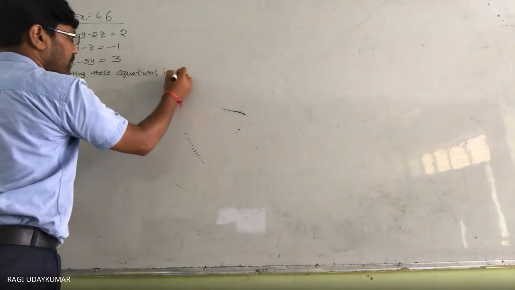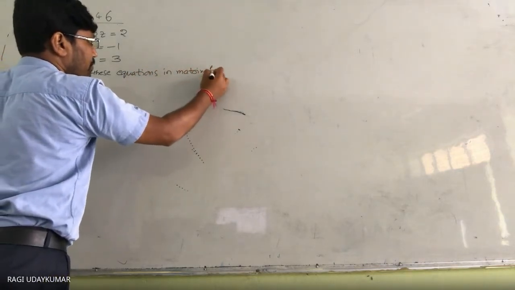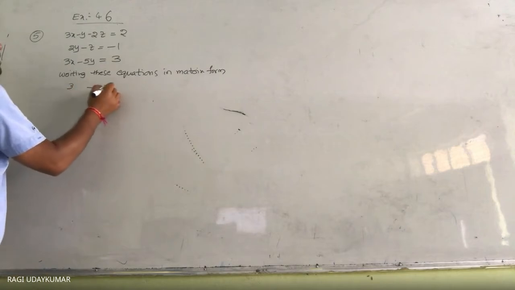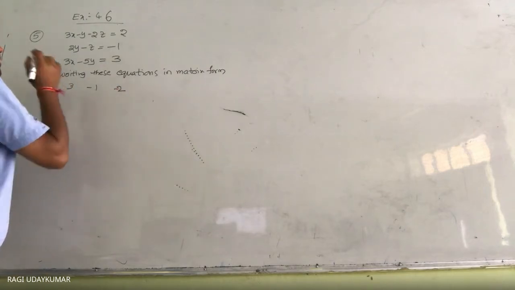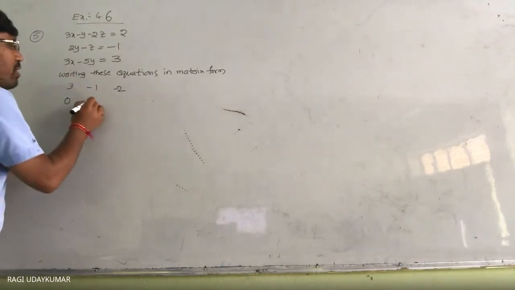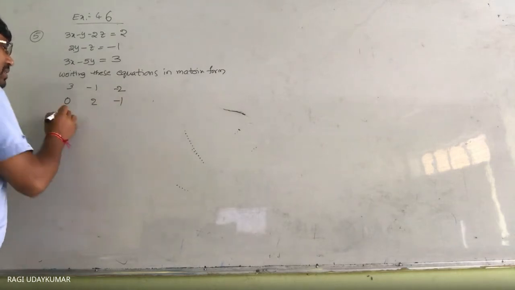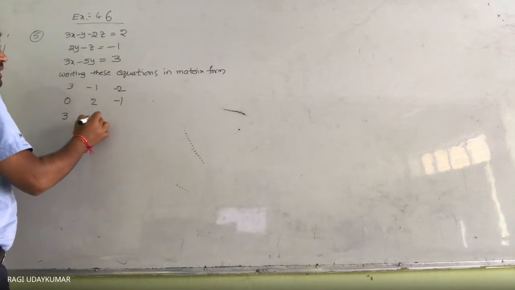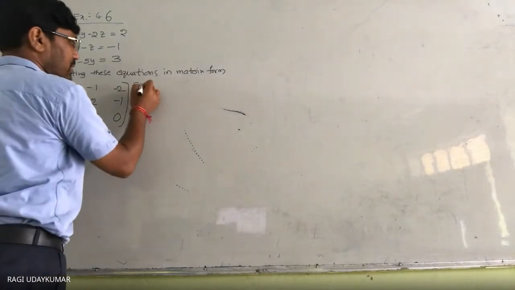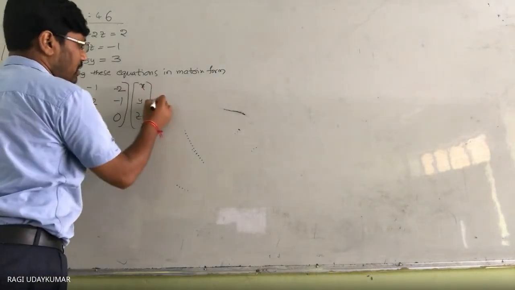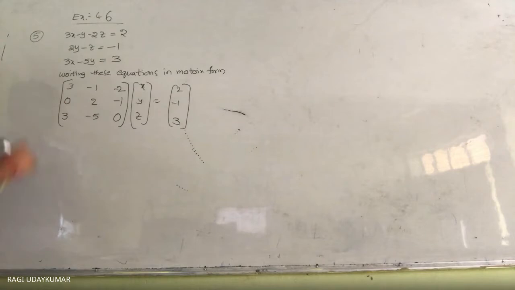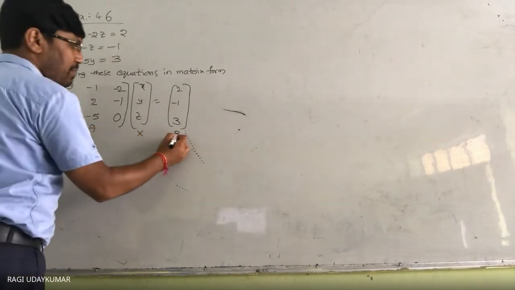These equations in matrix form. So what do you get here in matrix form? 3, minus 1, minus 2. First the x coefficient should be written. There is no x in the second equation, so 0. Then the y coefficient and the z coefficient should be written. X coefficient is 3, y coefficient is minus 5. There is no z, so 0. Into x, y, z is equal to 2, minus 1, 3, like this. So this is AX equals B.